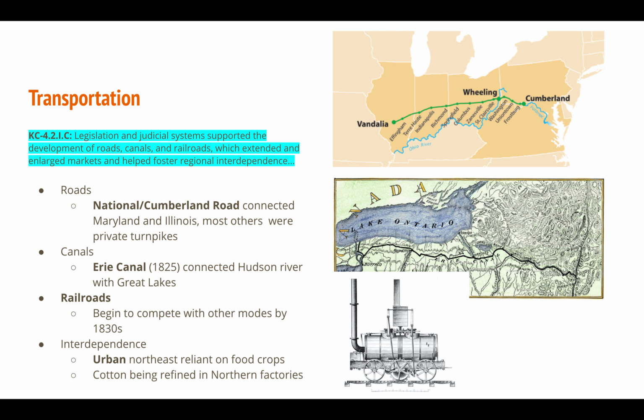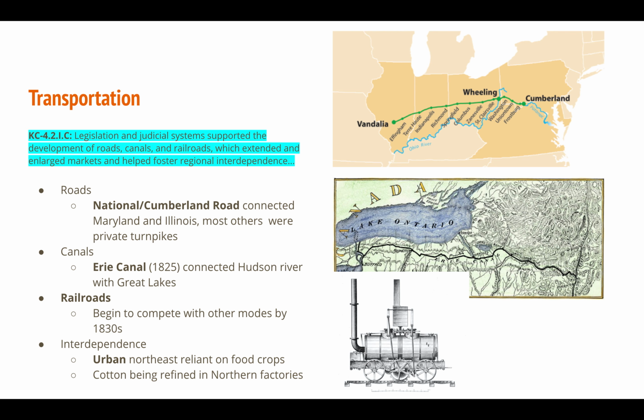All right, so for transportation, the way in which we're going to transport these goods from one place to another. Legislation and judicial systems supported the development of roads, canals, and railroads, which extended and enlarged markets and helped foster regional interdependence. So for roads, we have a national road. It's called the Cumberland Road, and it linked Maryland to Illinois.